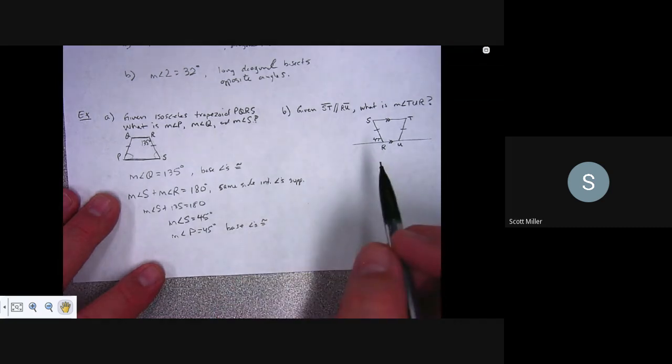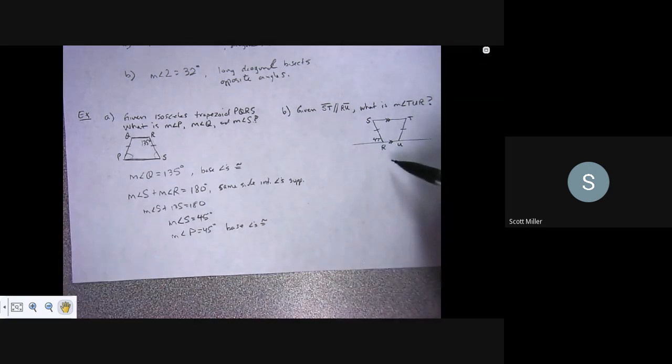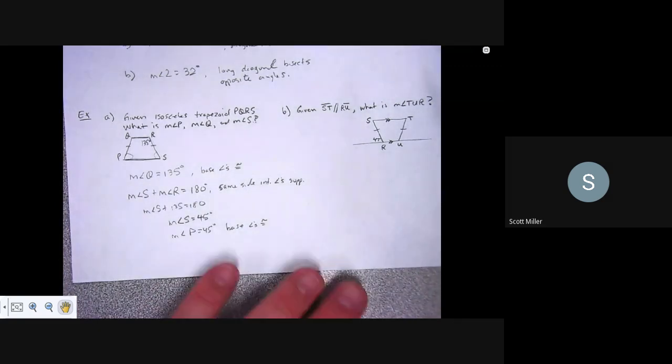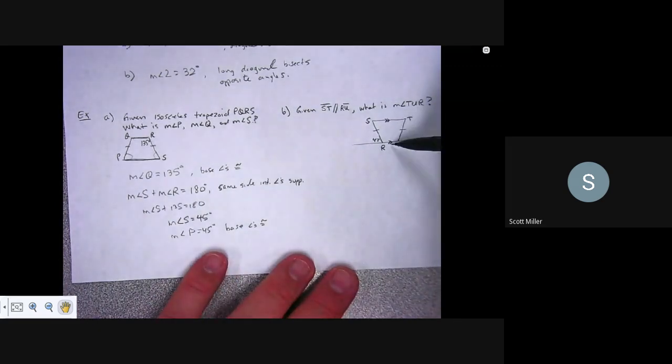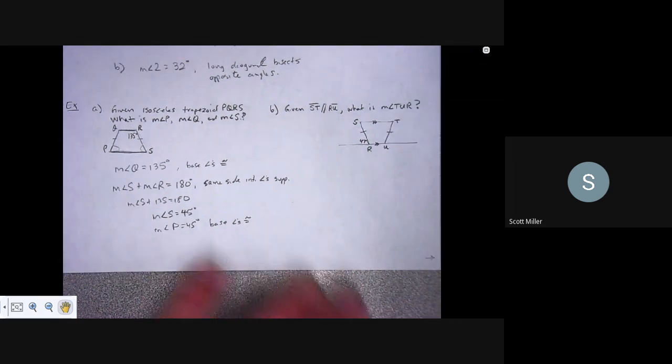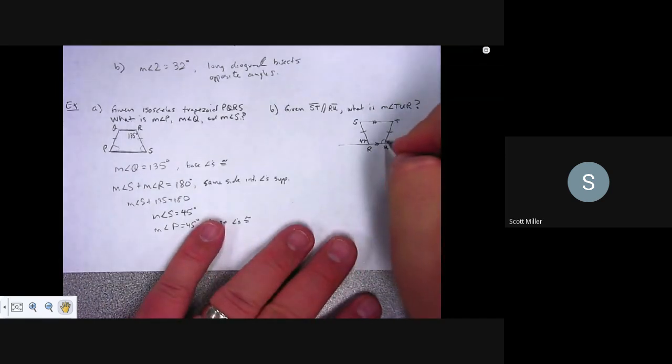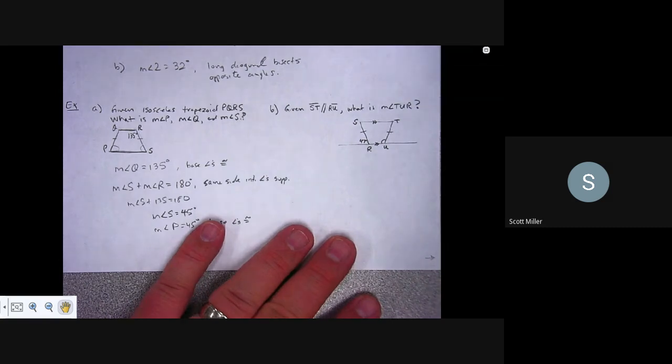Okay? What about this one over here? I have given you that these two sides are parallel. I have given you that these two sides are congruent. That makes this trapezoid an isosceles trapezoid. I want to find this angle right here, TUR. Always identify what you're looking for.